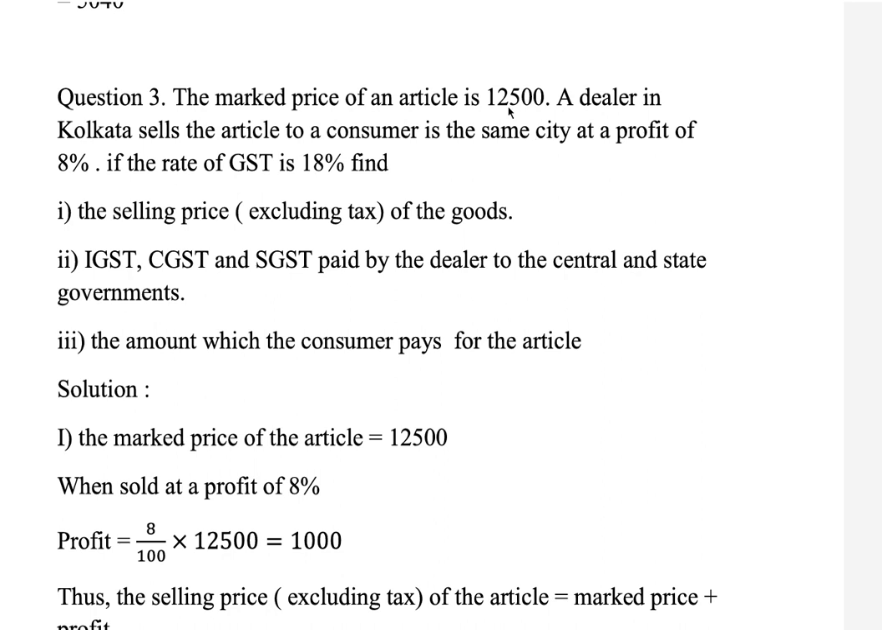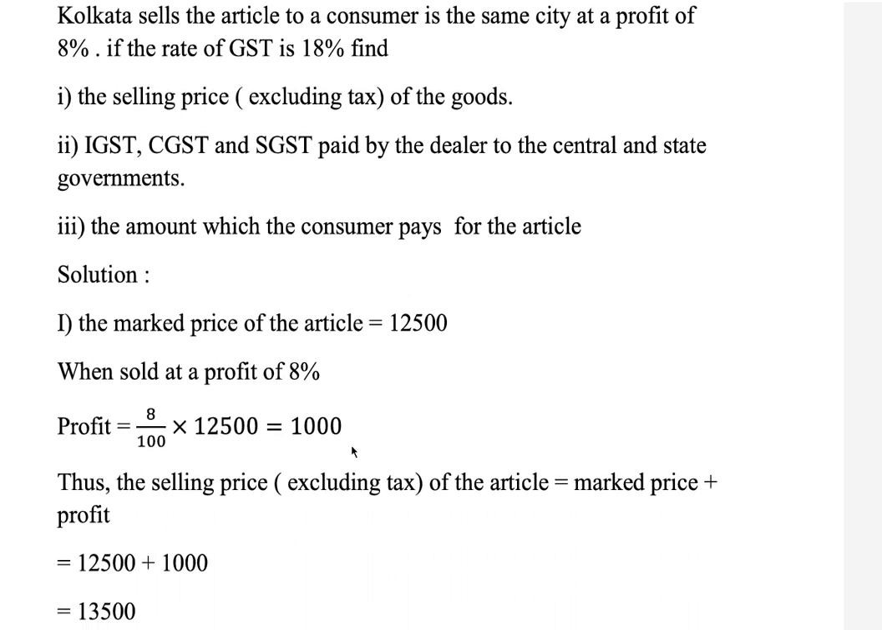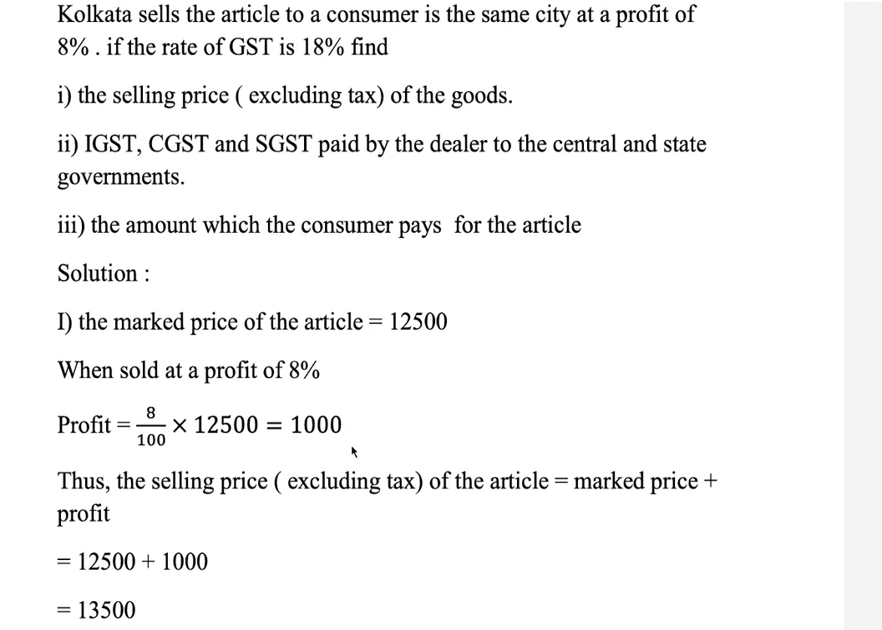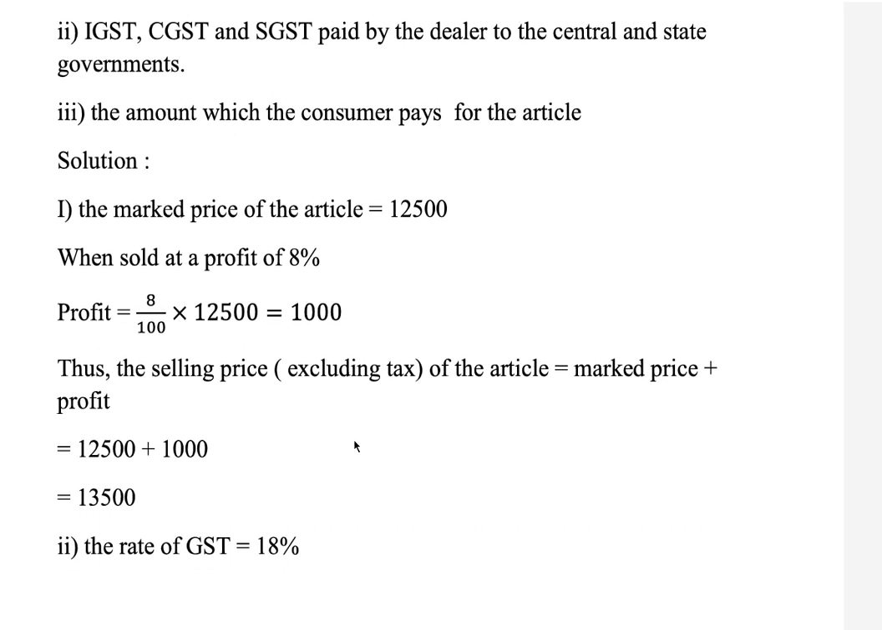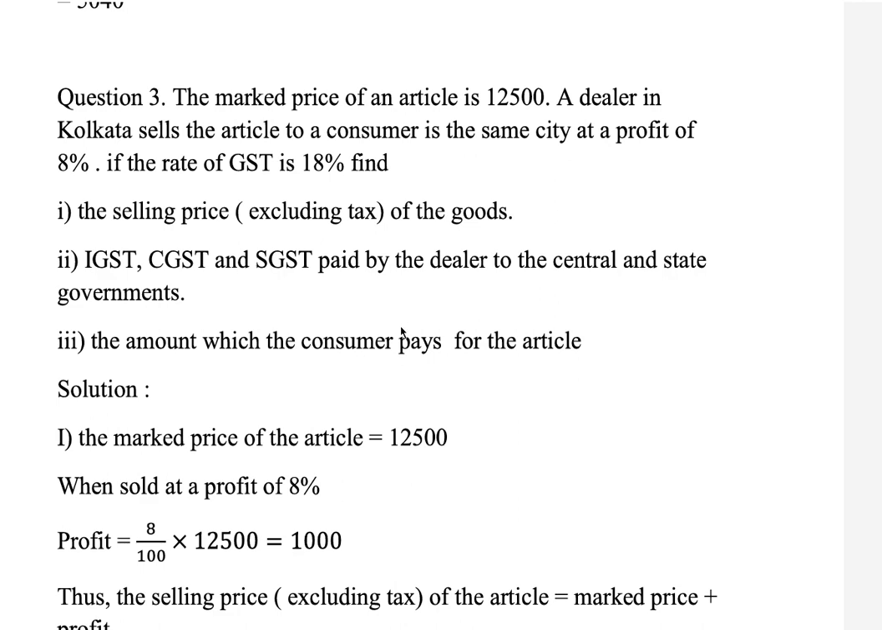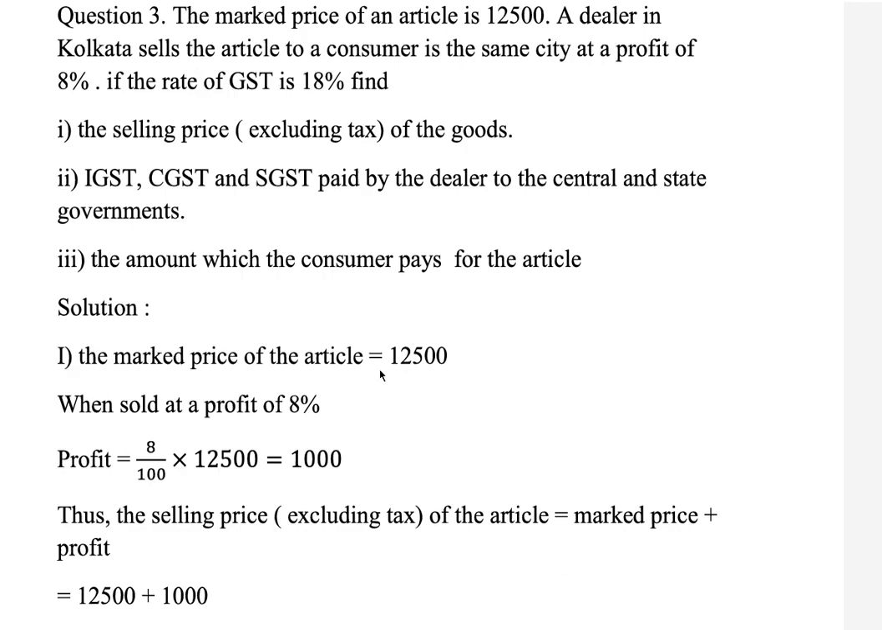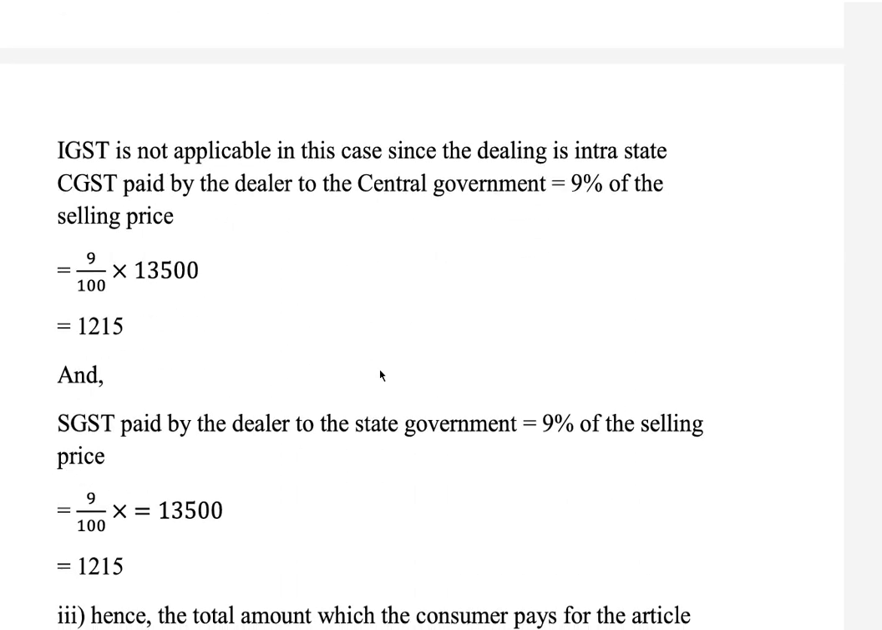So here marked price is the 12,500 rupees. After that the seller will impose the 8% profit. So 12,500 into 8%, that comes to 1,000 rupees. Right now the selling price excluding tax will be marked price plus profit, that is 12,500 plus 1,000 rupees, that will be the 13,500 rupees. Here the GST question paper told 18%, so that the 9% will be going to the CGST and 9% will be going to the SGST.